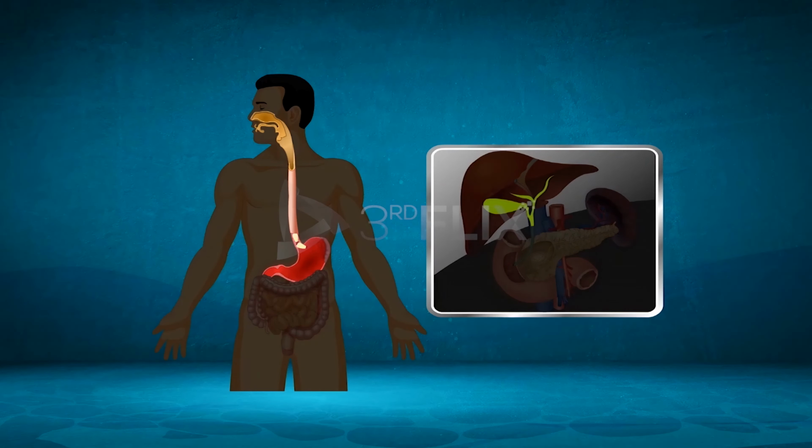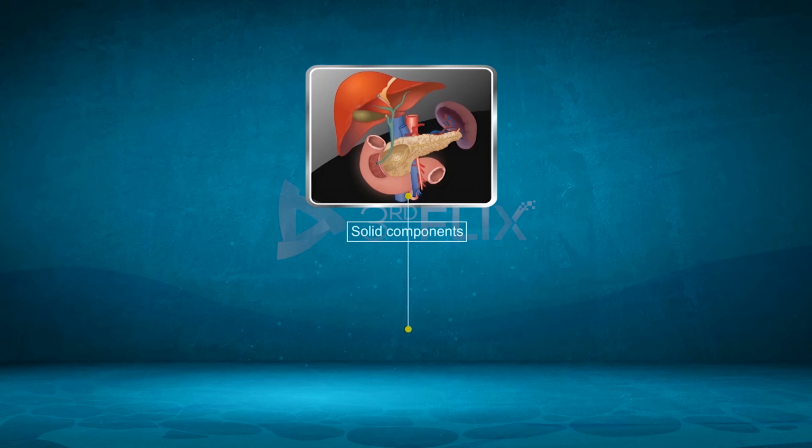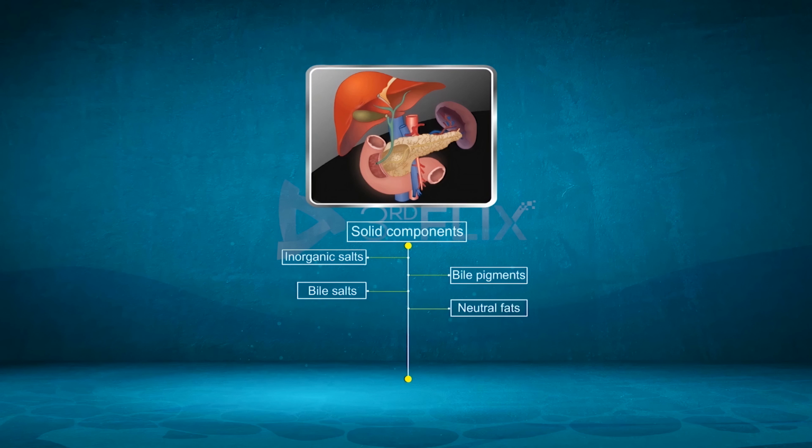Bile is a transparent fluid that comprises 90% water in the liver and 82% water in the gallbladder. Solid components of bile comprise inorganic salts, bile pigments, bile salts, neutral fats, lecithin, cholesterol, and mucin.